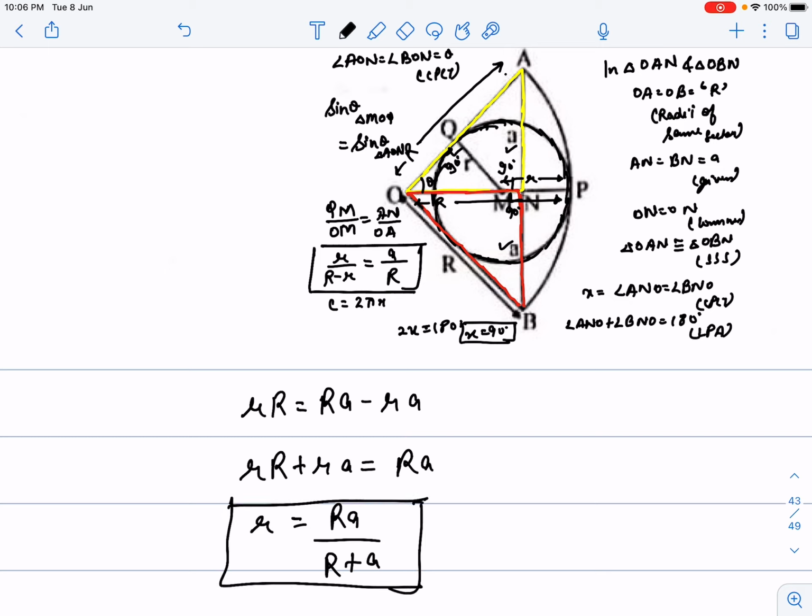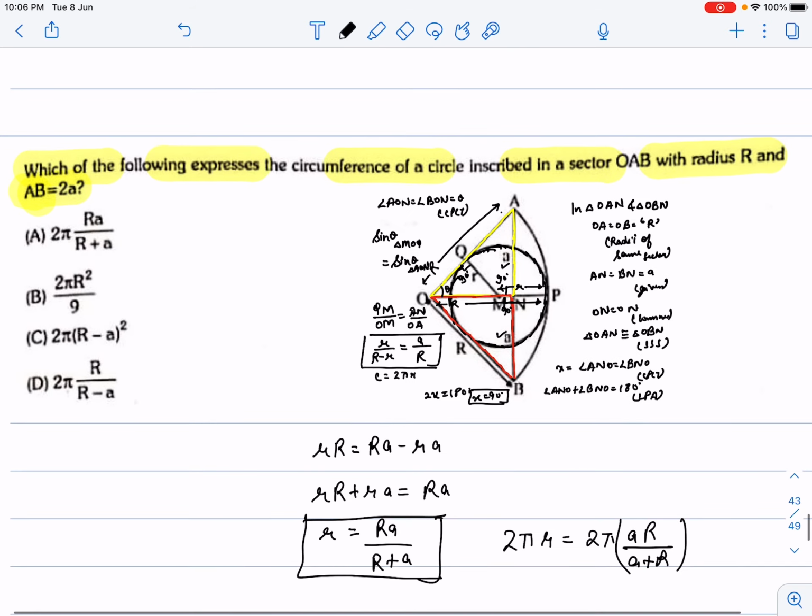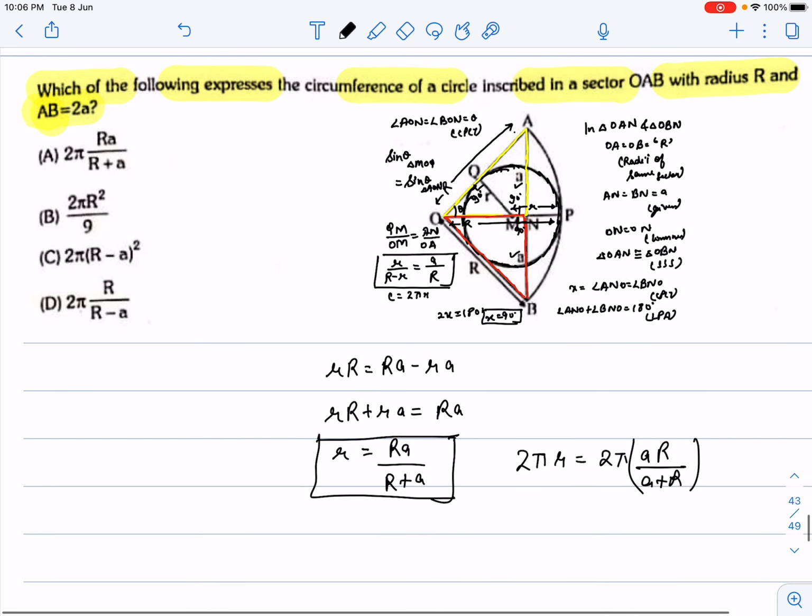And guys, 2 pi r is asked to you, that is circumference. So it will be becoming 2 pi multiplied by aR divided by a plus R. Now let's see if there is any option like this. Yeah guys, so option A would be the right answer for this question.